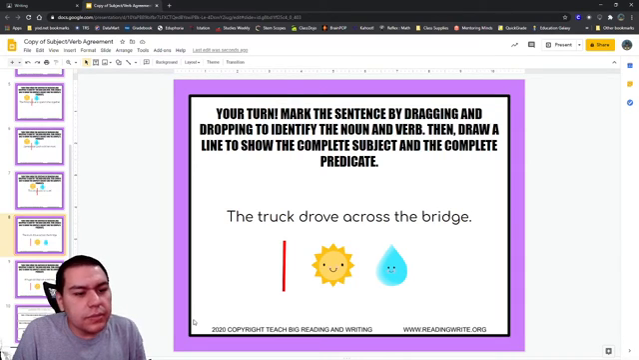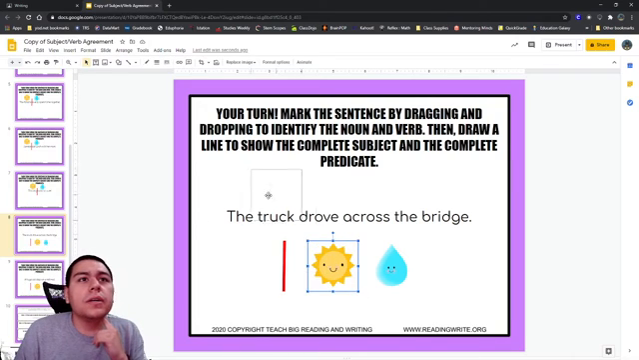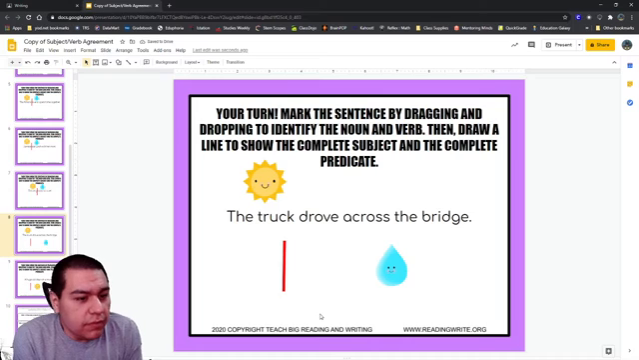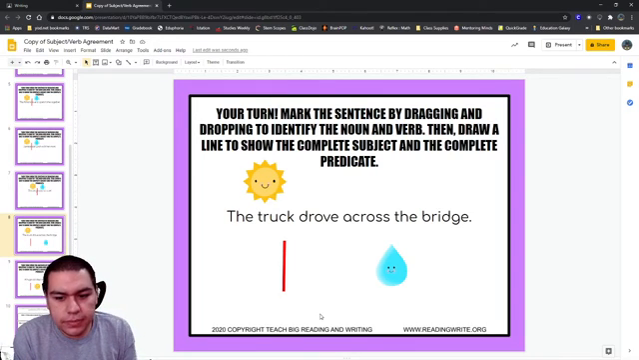What's the subject? The truck? Okay, the truck. Okay, who can tell me the predicate, the verb? What did the truck do in that sentence? What happened to the truck?